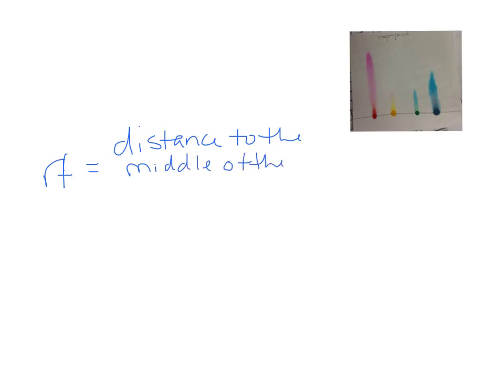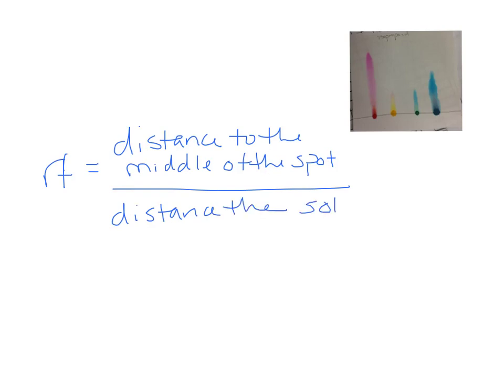Alright, so what we're going to look at now is calculating the RF value. In order to calculate your RF value, this is going to end up being the distance to the middle of the spot over the distance the solvent traveled. I spelled that wrong. Okay. Anyway, so this is what we're looking for. So it's the distance to the middle of the spot over the distance the solvent traveled.